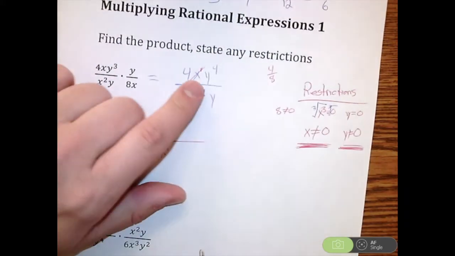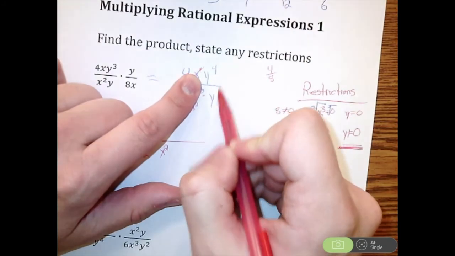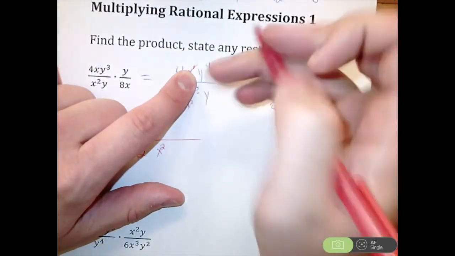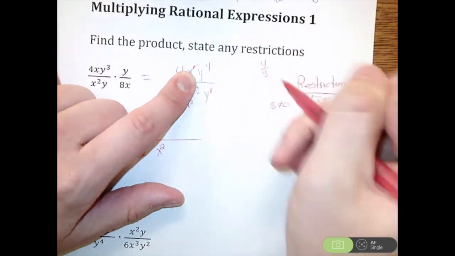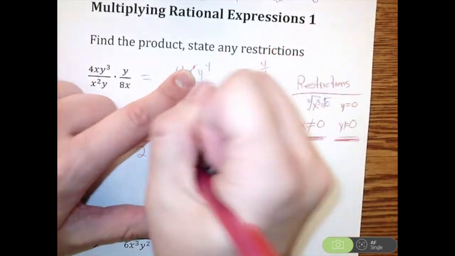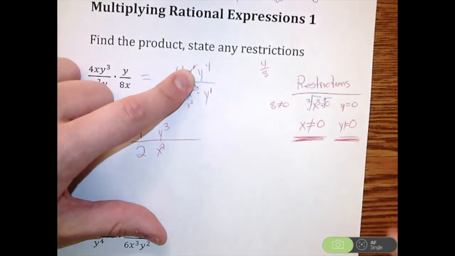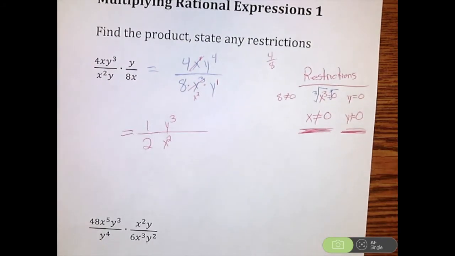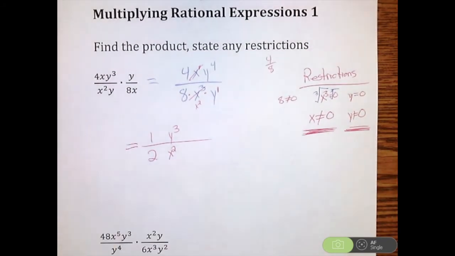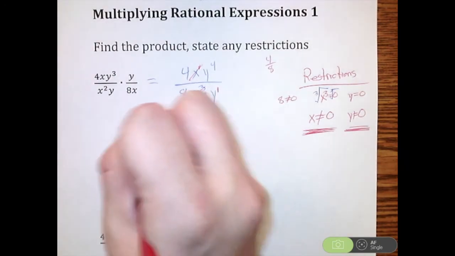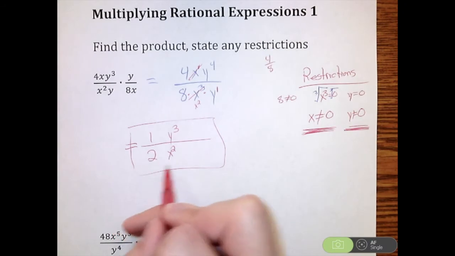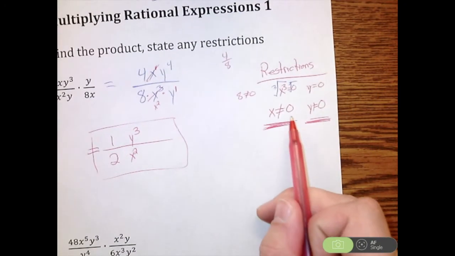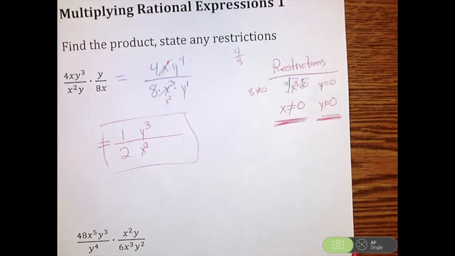And then I move to my y. I have y to the 4th divided by y. I have 4 y's on top, and then just a single y on bottom. So if I take a y away from both, then I have 3 left on top, so that would be y to the 3rd. So multiplying these 2 rational expressions, you're going to get an answer of 1 y cubed divided by 2x squared, with restrictions of x cannot be 0 and y cannot be 0.